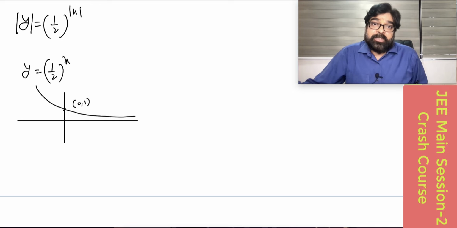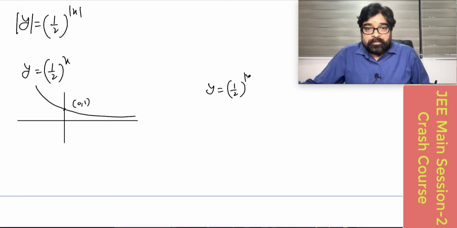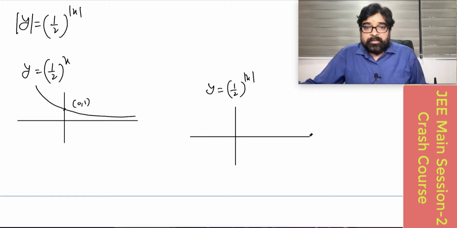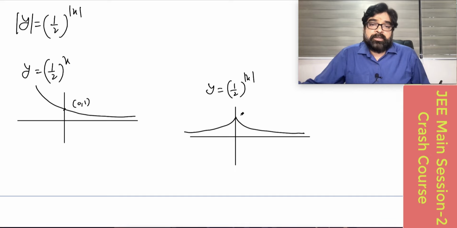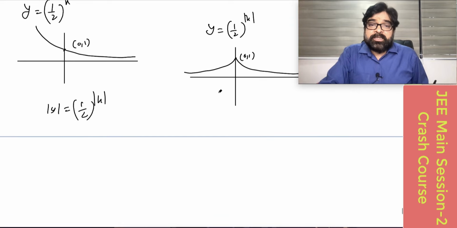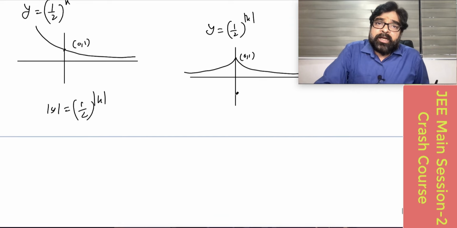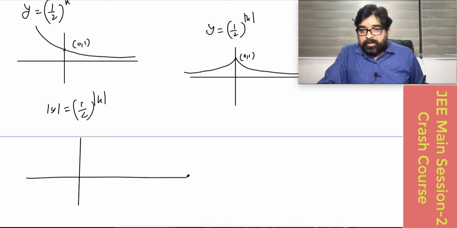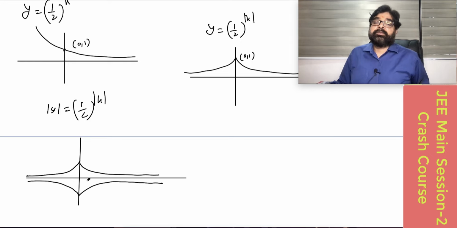First, I want mod here, means I want to replace x by mod x. When you want to replace x by mod x, eliminate second and third and put a mirror. This. Eliminate it and put a mirror. Now I want mod y here. So mod y equal to 1 by 2 power mod x means eliminate third and fourth. Third, fourth already not there. So directly put a mirror. This is the graph. Do you understand?